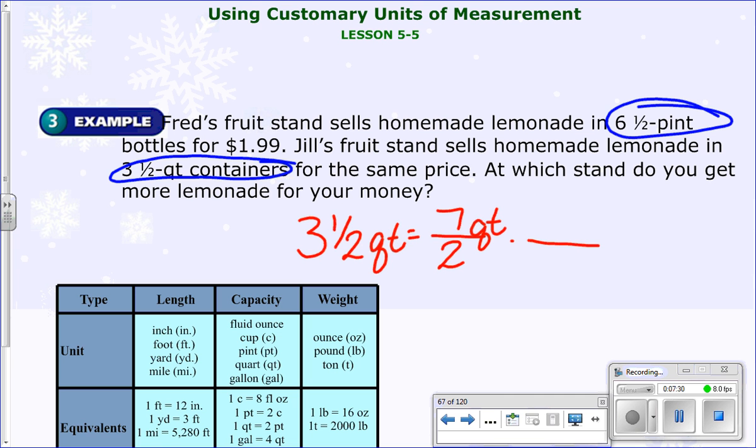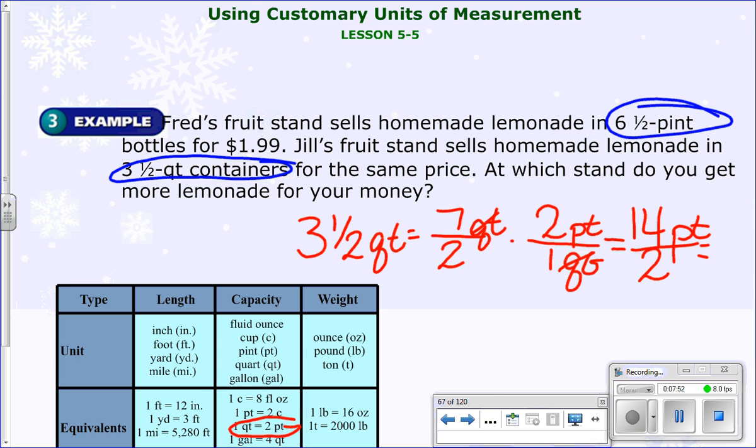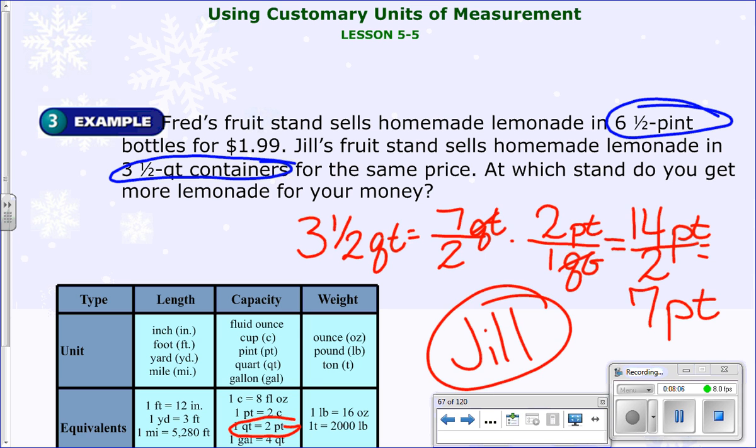Now again, I need to find the equivalent to it that talks about quarts and pints, and that is right here. 1 quart is the same as 2 pints. 1 quart goes on bottom, so those cross out, is the same as 2 pints. So now I multiply. 7 times 2 is 14, and then 2 times 1 is 2. And you get, at Jill's Fruit Stand, 7 pints for $1.99, while at Fred's you only get a 6.5 pint one. So Jill has a better deal.